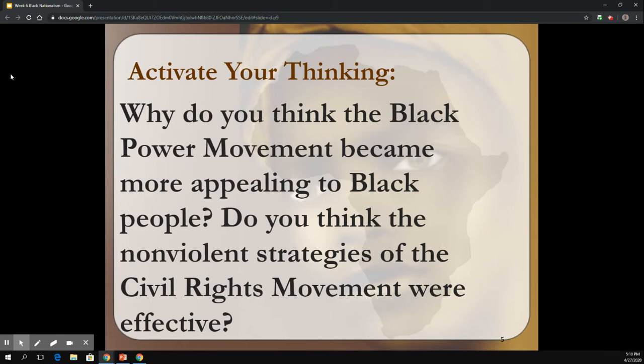Let's begin by activating your thinking. Why do you think the Black Power movement became more appealing to more Black people? Do you think the nonviolent strategies of the civil rights movement were effective? Take a moment to reflect.